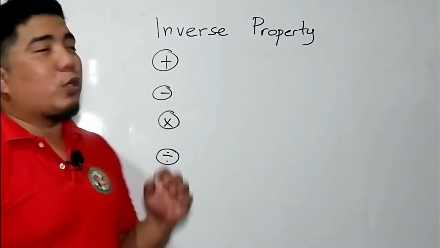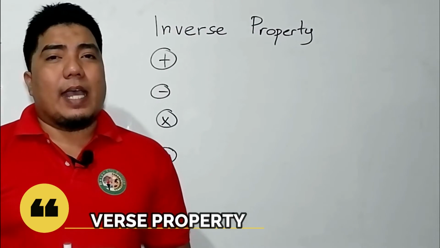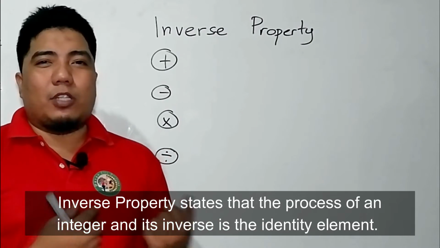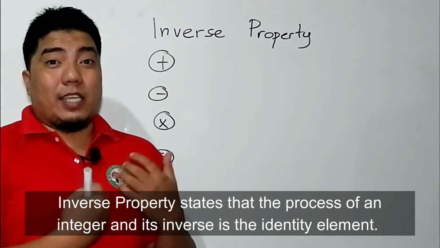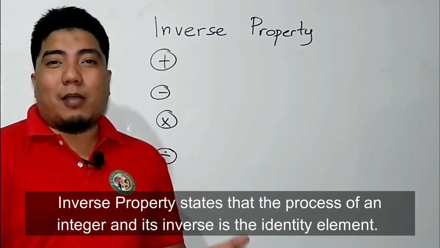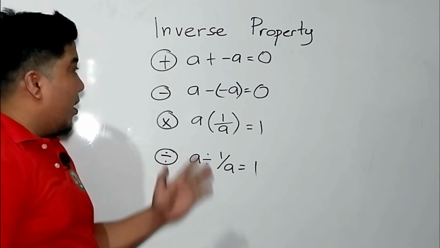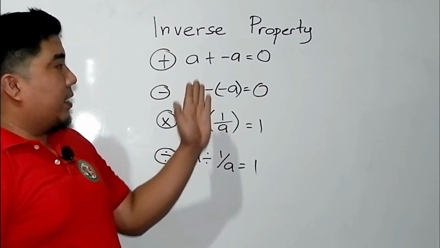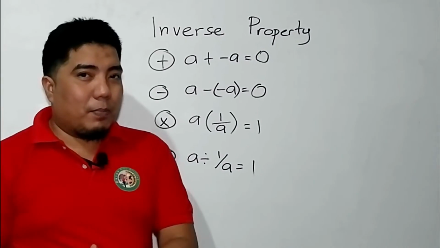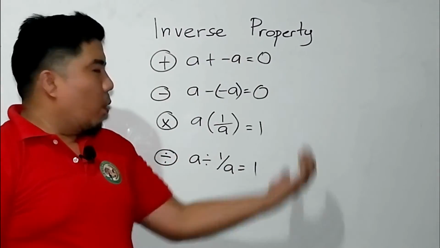Okay, math learners, we are down to our final property, which is the inverse property. Inverse property states that if an integer is added, subtracted, multiplied, or divided by its inverse property or inverse element or inverse number, the result is the identity element. Okay, math learners, we have here our inverse property. It says here that for the addition, if we add a number to its inverse, the answer is the identity element. Okay, let us check whether these are correct.